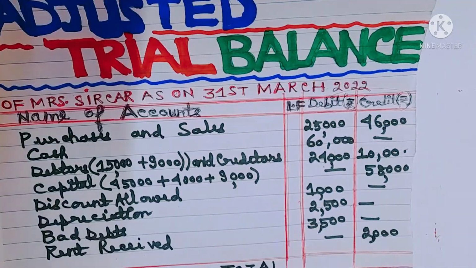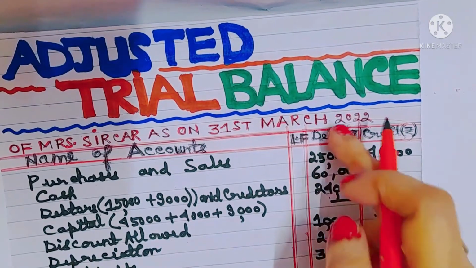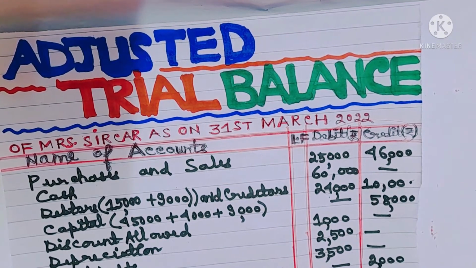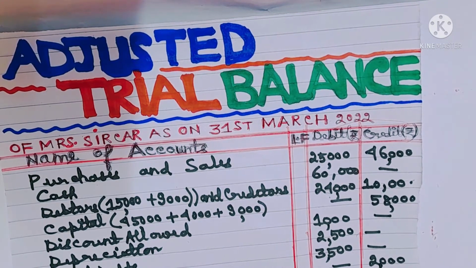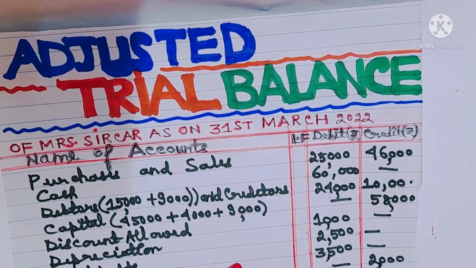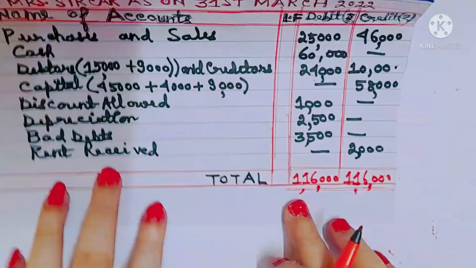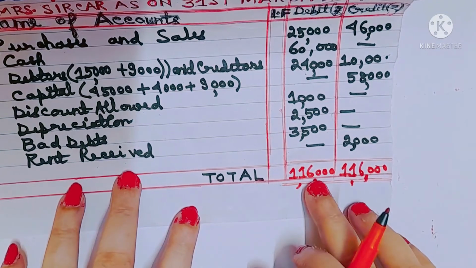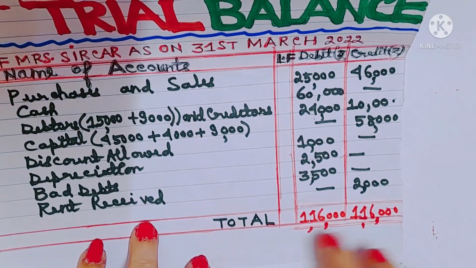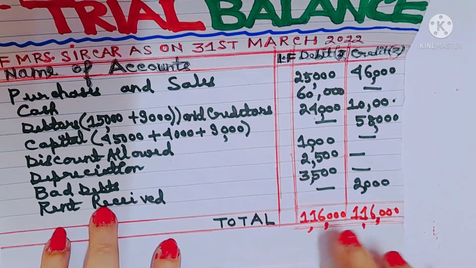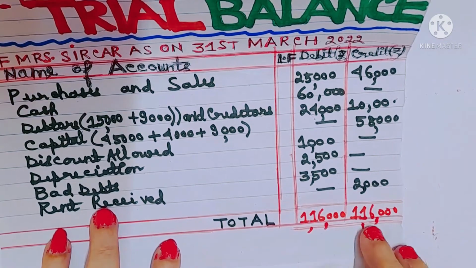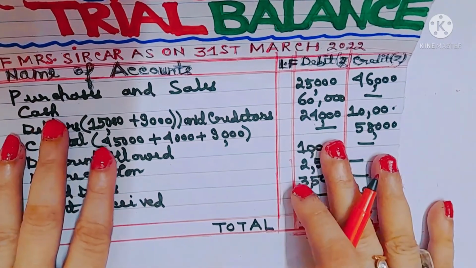Okay. The total of debit column is 1,16,000 and the total of credit column is also 1,16,000. So, the total of debit column is equal to the total of credit column. So, the trial balance did tally since the total of debit column is equal to the total of credit column. Understood? I hope you understood.